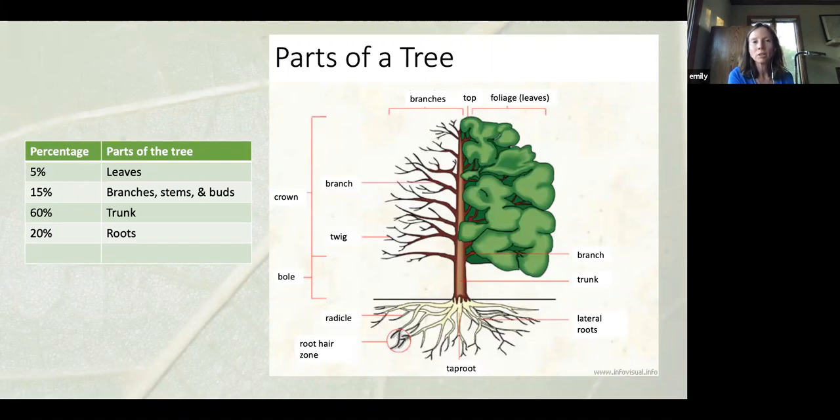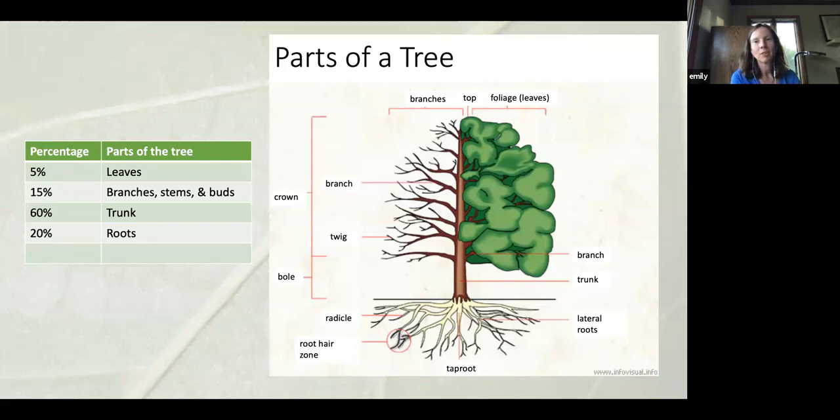And I wanted to show this little chart on the side. Only 5% of the parts of the tree are leaves. So we have to keep that in mind when we do tree ID, because while we're doing the leaf tree ID, because it's summer and the leaves are there, there's a lot of times of year when you don't actually have leaves to help you with tree ID.